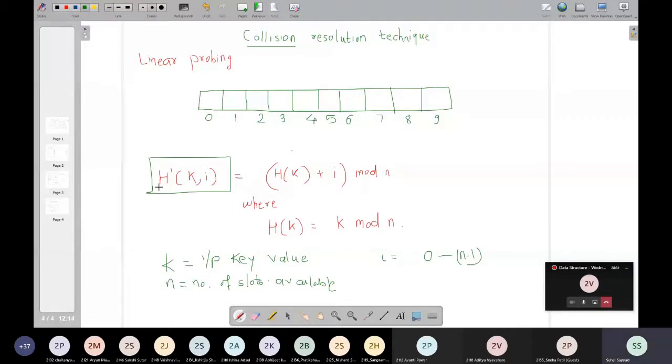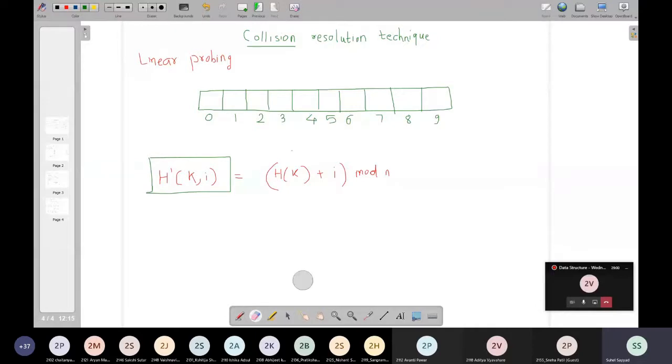In this, what is k? K is our input key value. What is n? N is the number of slots available. And what is I? I can take values from 0 to n minus 1. So once I have explained the equation, let us take an example so that this equation will be more clear.